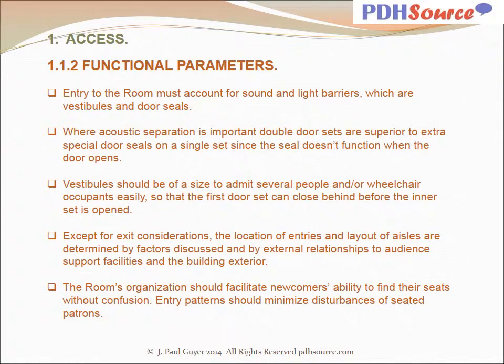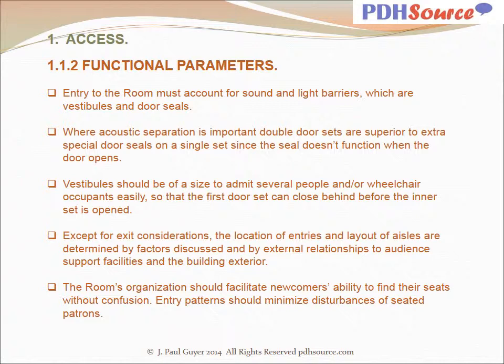Entry to the room must account for sound and light barriers, which are vestibules and door seals. Where acoustic separation is important, double door sets are superior to extra special door seals on a single set, since the seal doesn't function when the door opens. Vestibules should be of a size to admit several people and/or wheelchair occupants easily, so that the first door set can close behind before the inner set is opened.